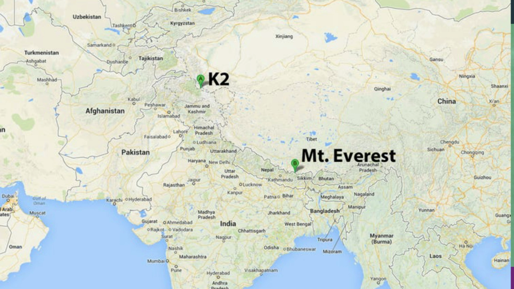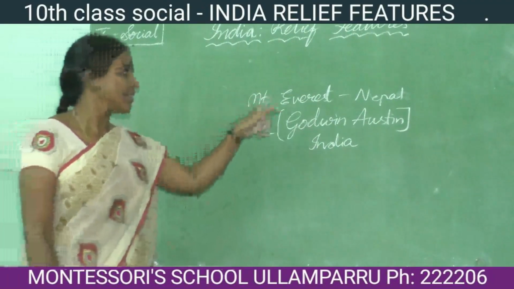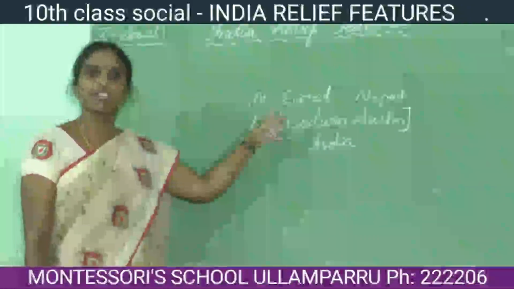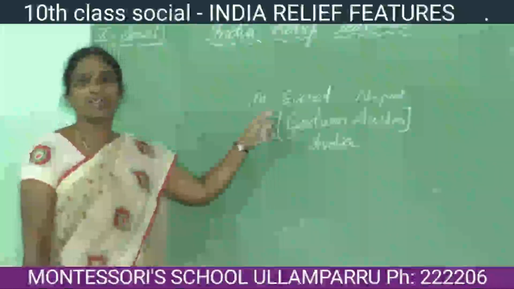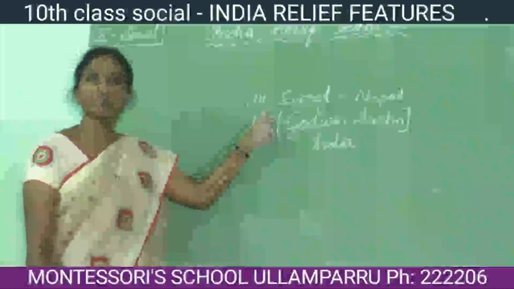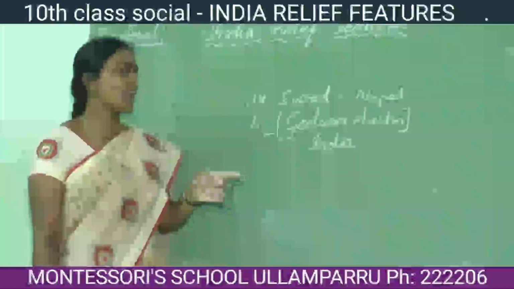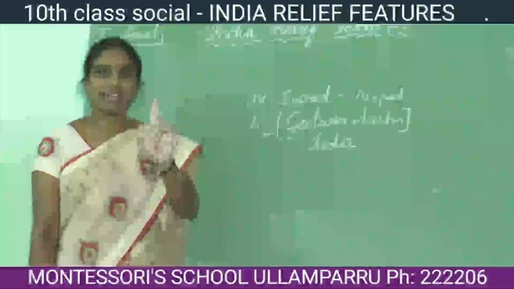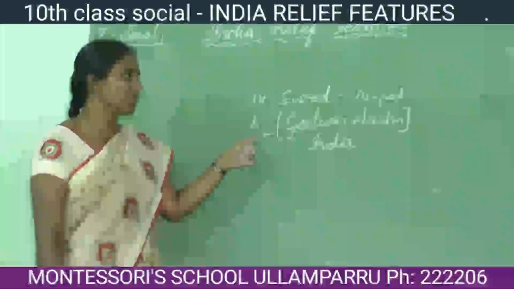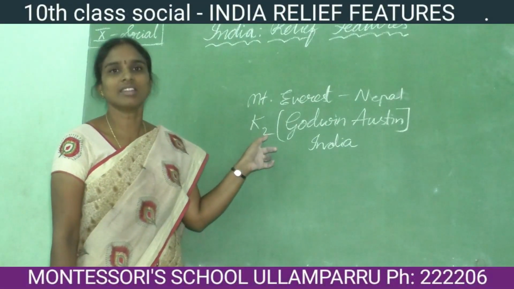Generally we get map pointing questions here. It may be to locate the highest peak of the Himalayas. If it is asked like that, we have to locate it in Nepal. Suppose it is the highest mountain peak in India, we have to locate K2. It is in Jammu and Kashmir.